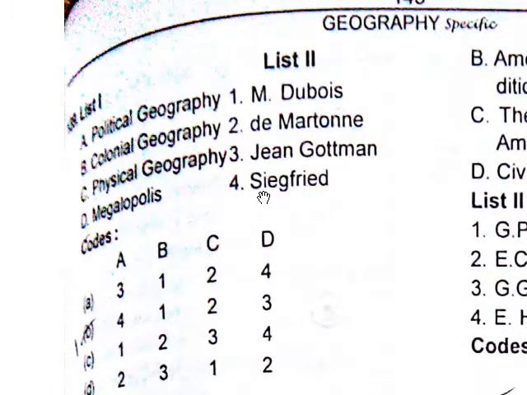So next, political geography, it is Siegfried, and then colonial geography, M. Dubois, and physical geography, it is De Martonne, and megalopolis, it is Jean Gottmann.